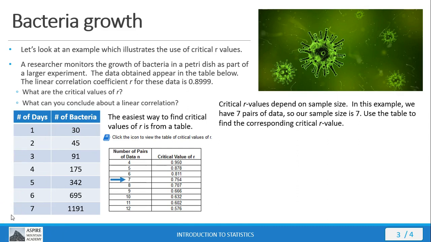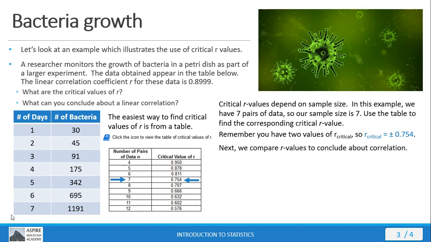Then we just look across the same row on the other side of the table, and there's our critical R value, 0.754. But remember, we have 2 critical values of R. So one is positive and one is negative. So to indicate that, we could list them each separately or just use a plus or minus sign like you see here. Okay, that answers our first question, but what about the second question?